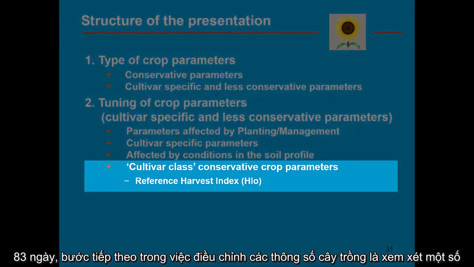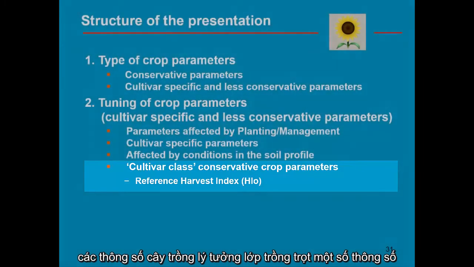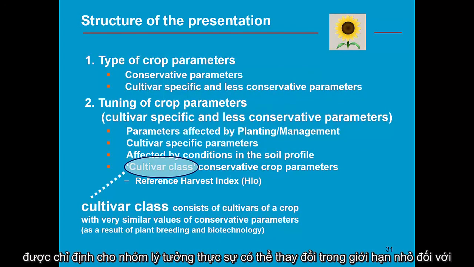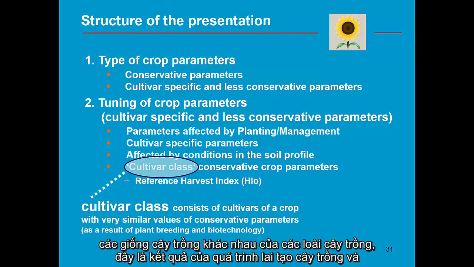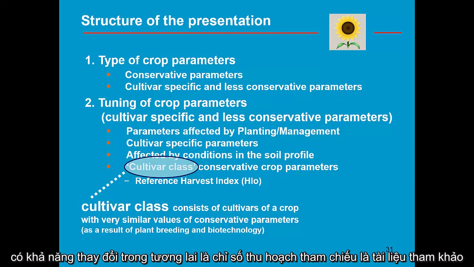The next step in tuning of crop parameters is to look at some of the cultivar class conservative crop parameters. Some of the parameters assigned to the conservative group may indeed vary within small limits for different cultivars of crop species. This is the result of plant breeding and biotechnology. One of the cultivar class conservative crop parameters, which is likely to change in the future, is the reference harvest index.